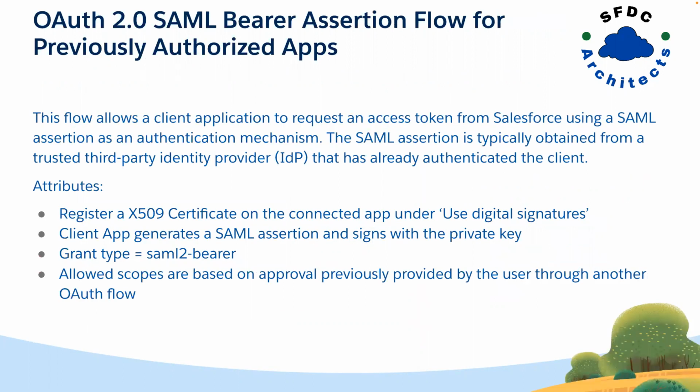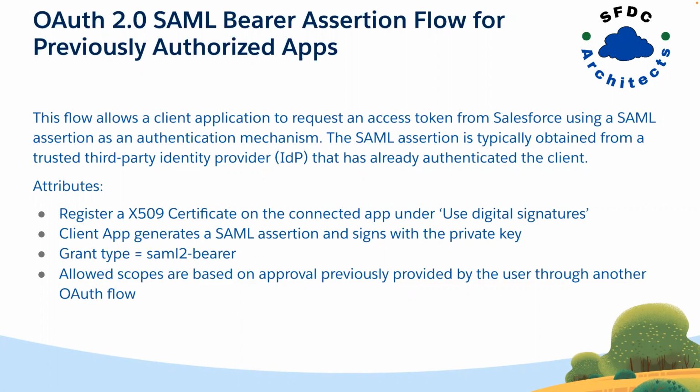So the next one is the SAML bearer assertion flow. In this one, you're going to create your connected app. You're going to register a certificate, so a digital signature. And once you've done that, your app is going to use that certificate to create a SAML assertion and sign it with a private key. Salesforce is going to use the public key to verify it. And if it's verified, then it's going to grant access to the resources. This grant type is SAML2 bearer.